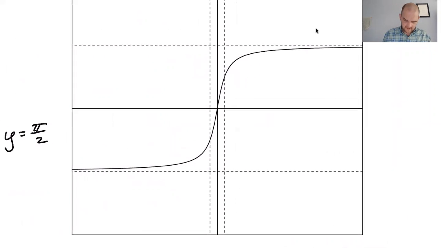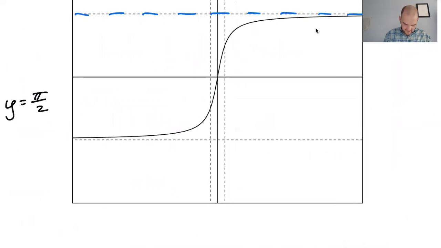So we have a couple things here. We have our horizontal asymptote at y equals pi over 2. We have a horizontal asymptote at y equals negative pi over 2.